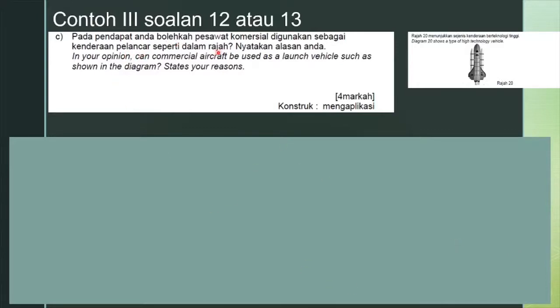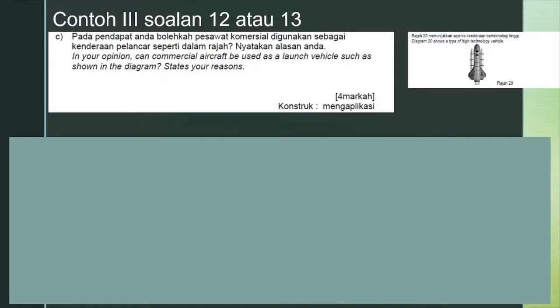Pada pendapat anda, bolehkah pesawat komersial digunakan sebagai kenderaan pelancar seperti dalam rajah? Nyatakan alasan anda. In your opinion, can commercial aircraft be used as the launch vehicle such as shown in the diagram? State your reasons. Yang ini adalah pengujian dari segi konstruk aplikasi. So, mengikut pendapat anda, bolehkah dia digunakan sebagai kenderaan pelancar? Kalau ya, nyatakan alasan. Kalau tidak pun, boleh nyatakan alasan.